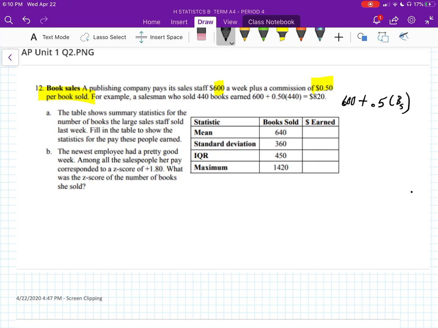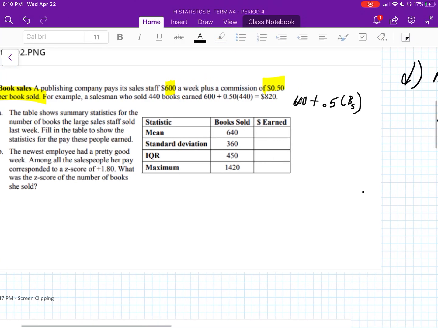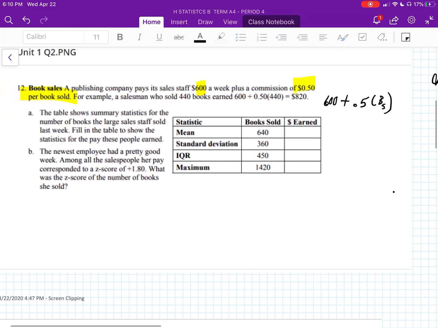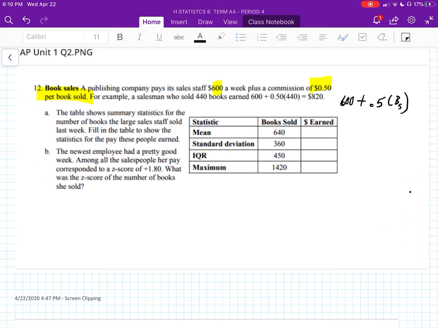So the table shows the summary statistics for the number of books sold. They want you to fill in the table to see what would change for the statistics in terms of money earned if we knew the number of books sold. So if we look first at the mean, so let's look at this in letter A.